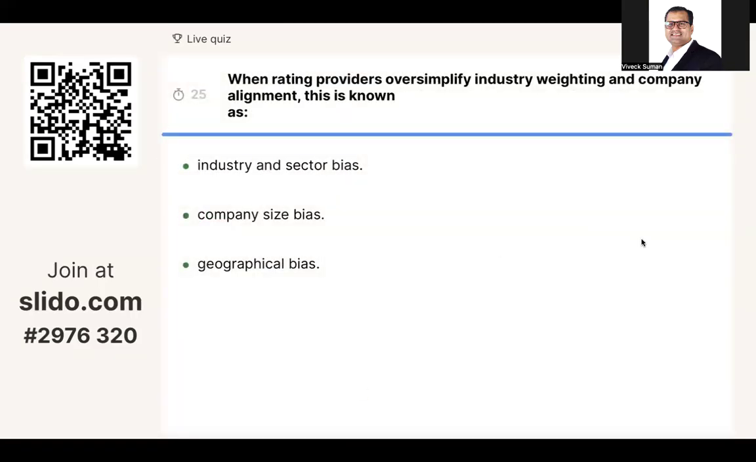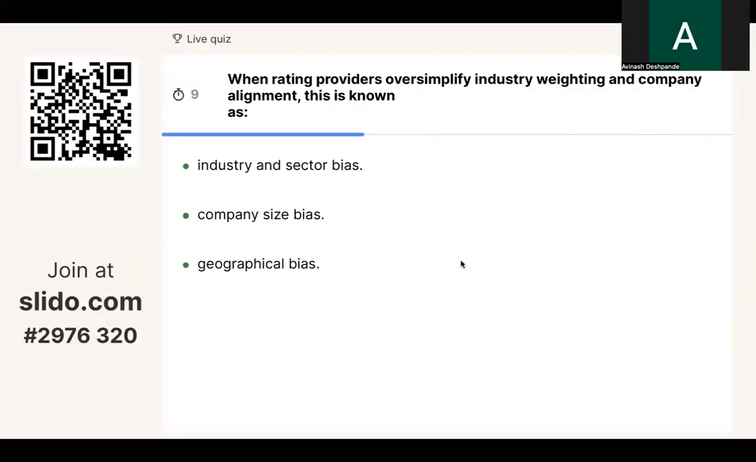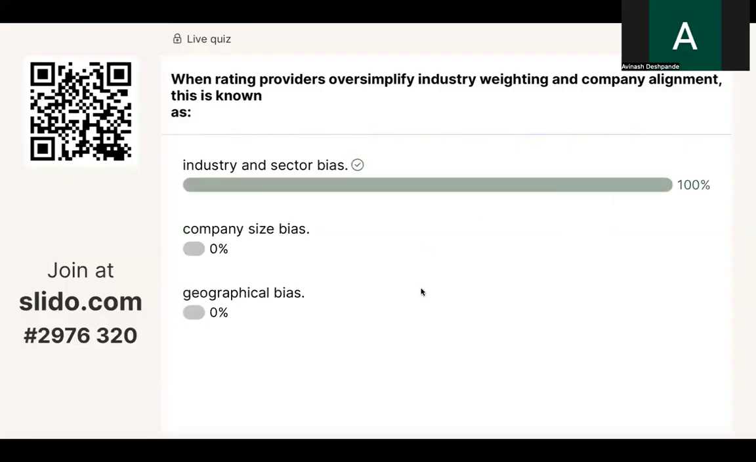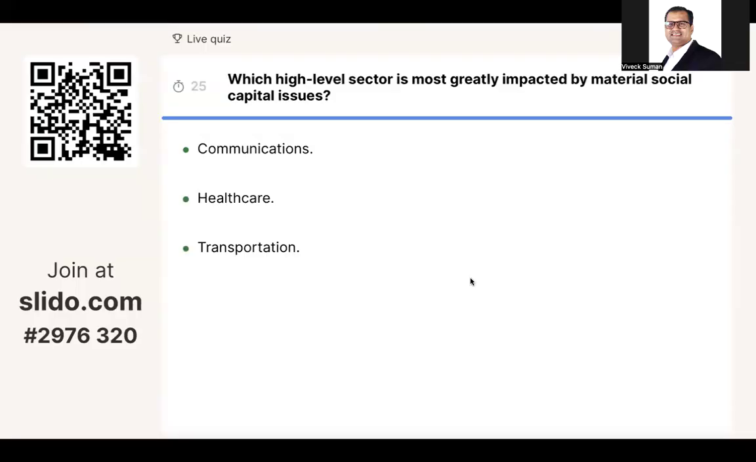Next question, please. Avinash. When a rating provider oversimplifies industry weighting and company alignment, this is known as industry and sector bias, company size bias, or geographical bias. Absolutely correct, everyone. Everybody has studied this time. Wonderful, really impressed. Next question, please, Avinash.